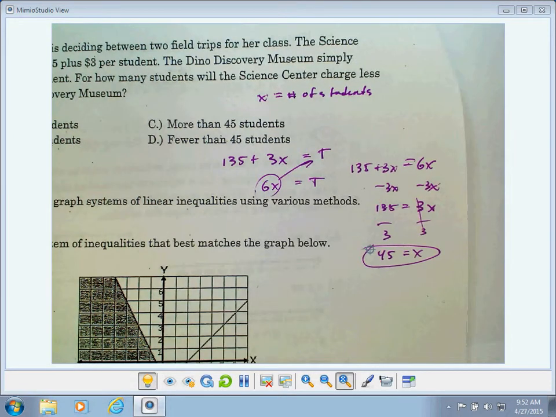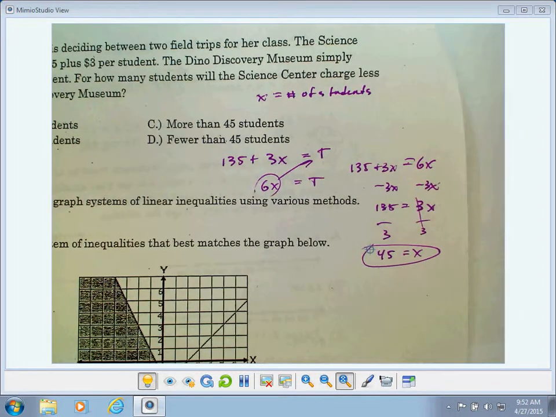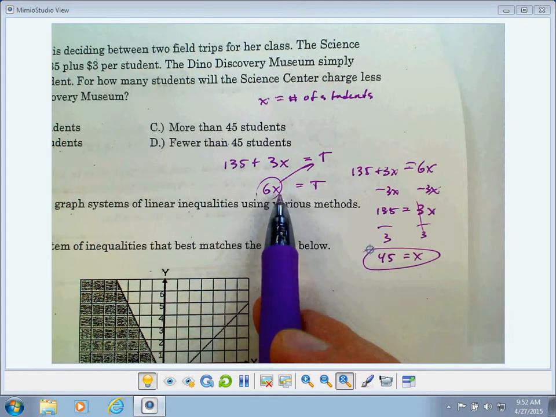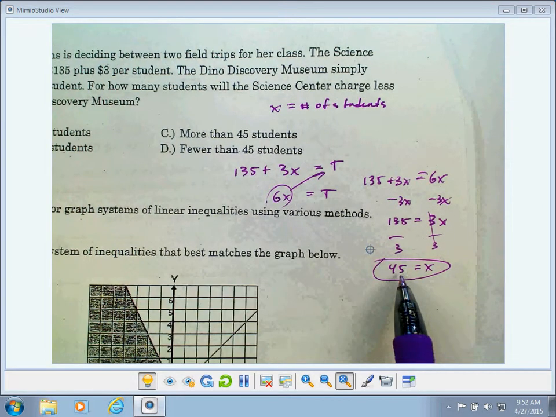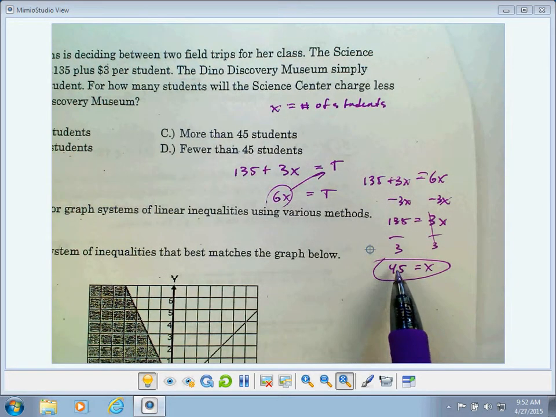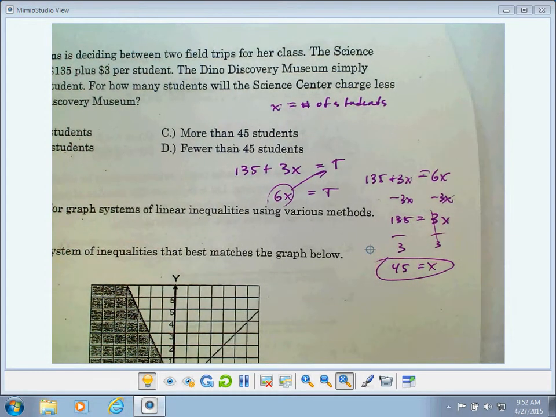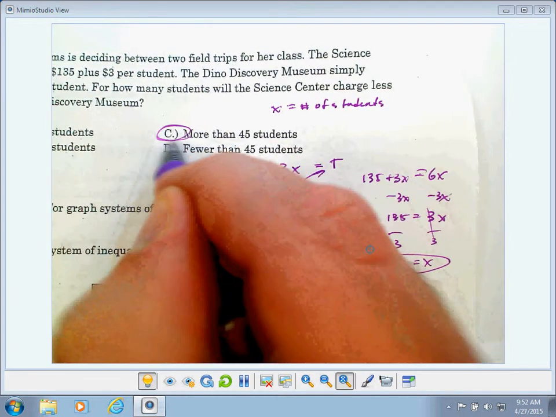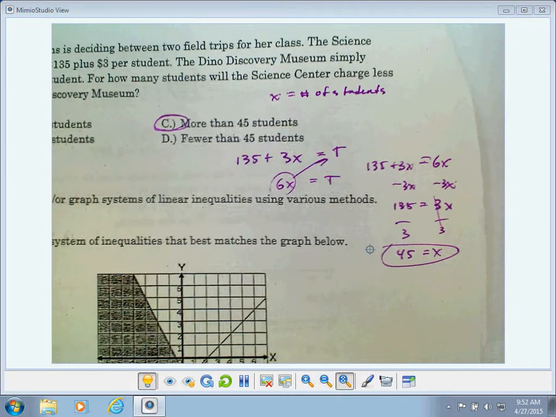So what we're saying is, for how many students will the Science Center charge less than the Dino Discovery Museum? Okay, when is the Science Center less? Remember that the Dino Discovery Museum was less in the beginning until we got to 45 students. So when will the Science Center charge less? Once you go beyond 45 students. The way we say that is more than 45 students. That's kind of a tricky problem. That's a tough one, but I like that. It makes you think a lot.